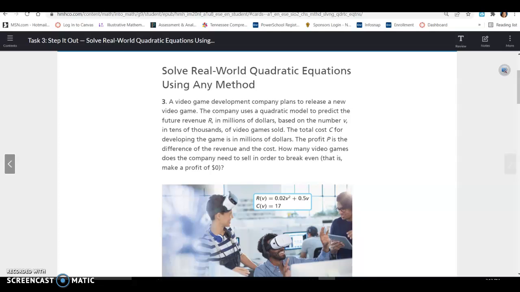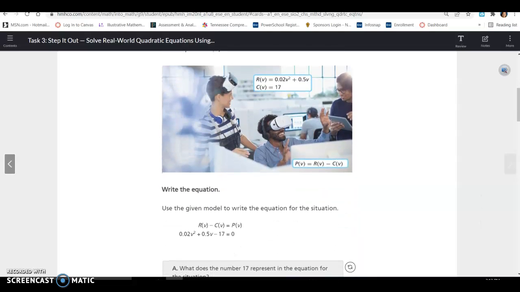The total cost, C, for developing the game is in millions of dollars. The profit, P, is the difference of the revenue and the cost. How many video games does the company need to sell in order to break even? That is, make a profit of 0. All right, so to break even means a profit of 0, which means their costs are not more than what they're bringing in. So that's kind of a break even. It's just a term they use for that.